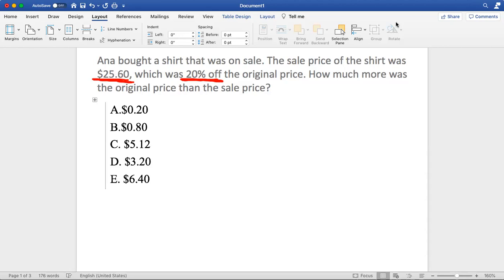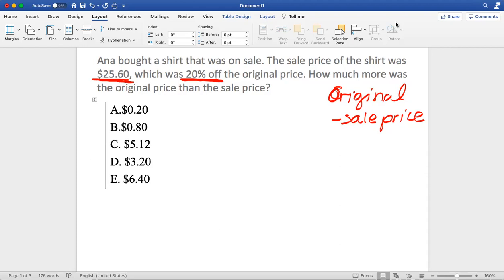First, you have to figure out the original price of this shirt. Once you figure out the original price, then you subtract the sale price so you can find the difference between the two amounts. So let's work at finding the original price. If she bought the shirt for $25.60 after a 20% discount, your first question should be: what percent of the original price did she pay?